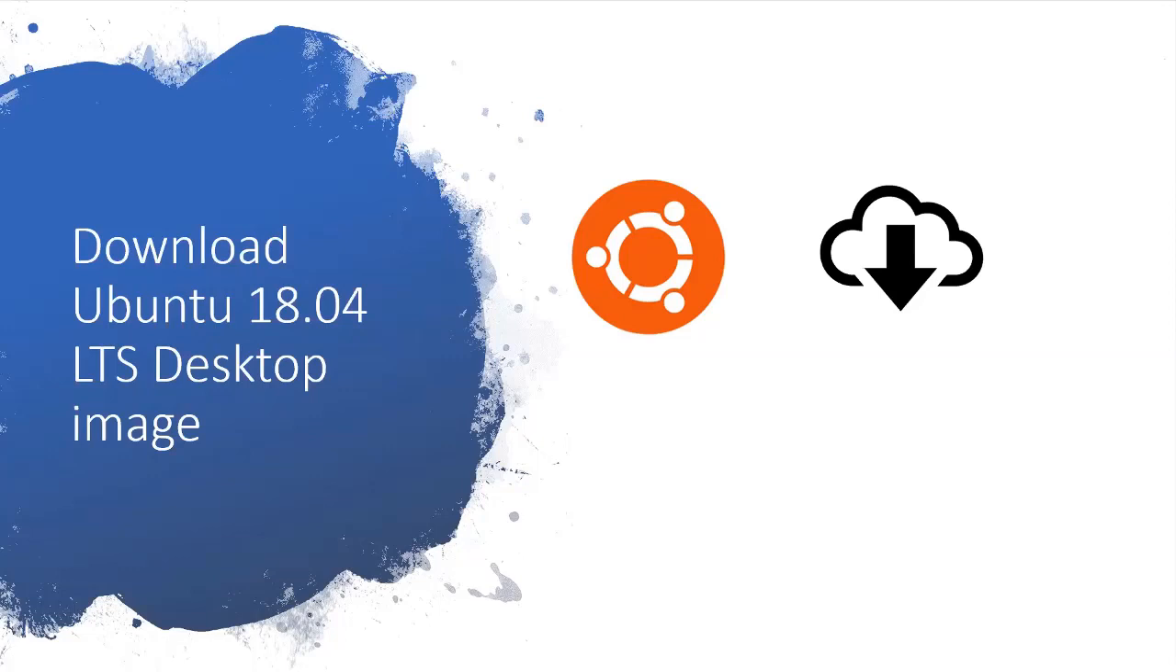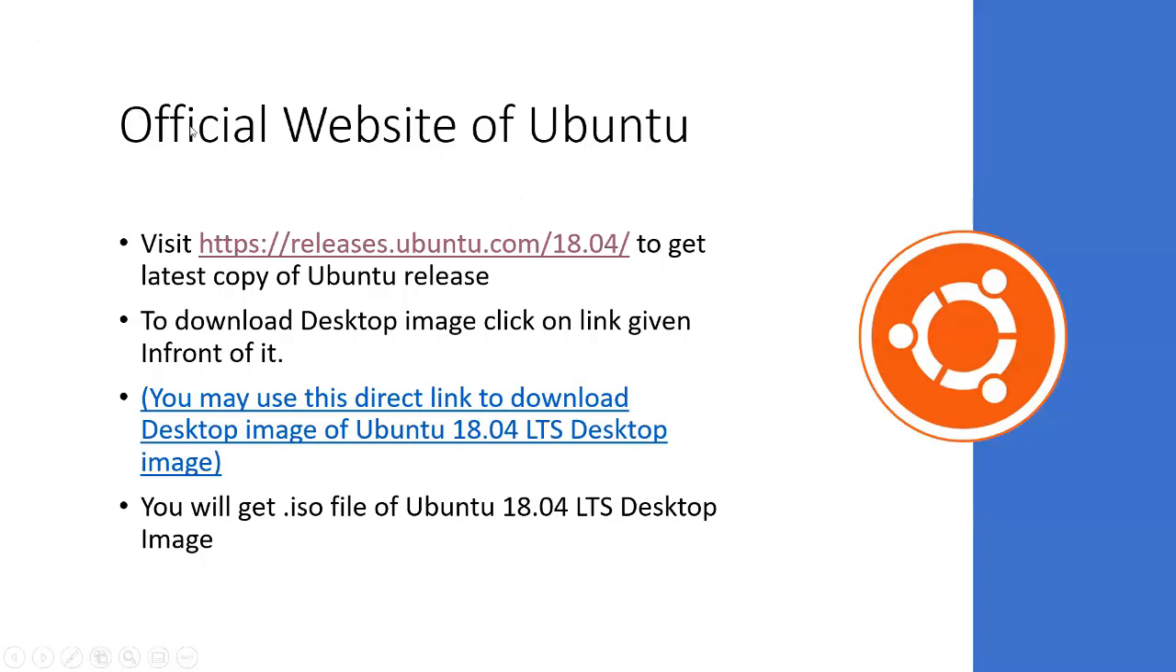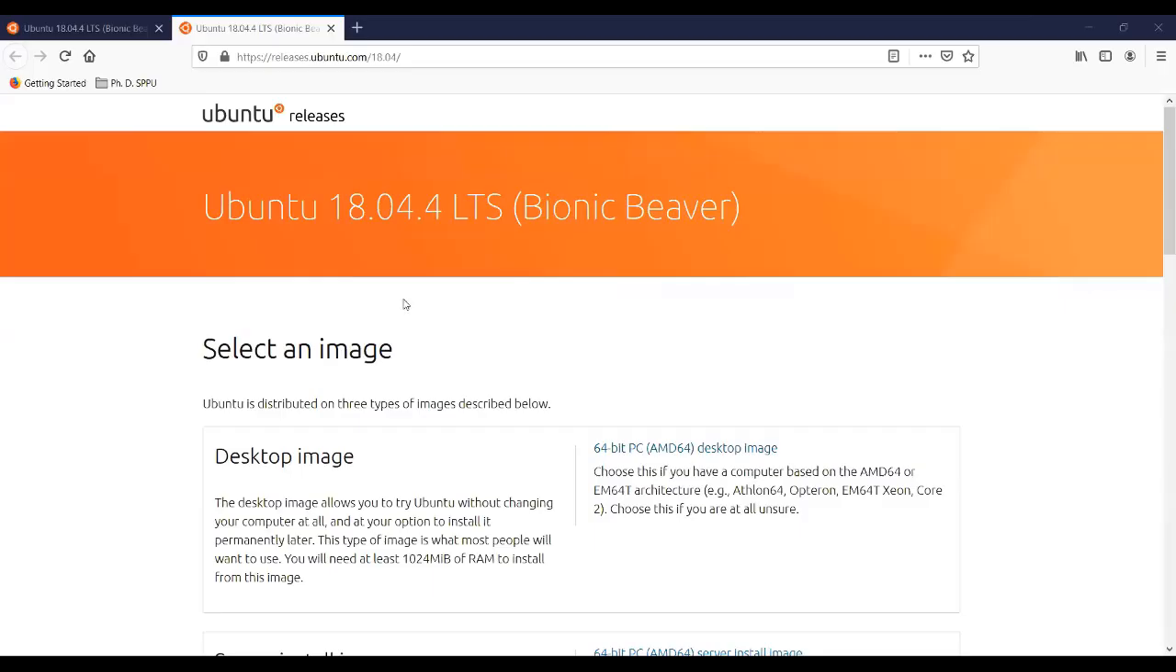Download the Ubuntu 18.04 LTS desktop image. You need to visit the official website of Ubuntu, https://releases.ubuntu.com/18.04. Let's check how this website looks. I'm going to click on this link. Let me share another screen. This is the official website of Ubuntu 18.04 LTS, Bionic Beaver. Bionic Beaver is the code name of Ubuntu 18.04.